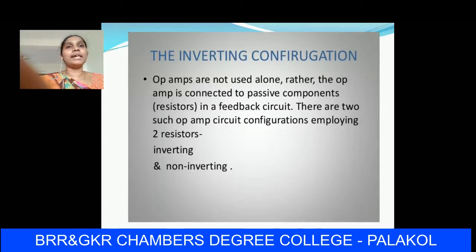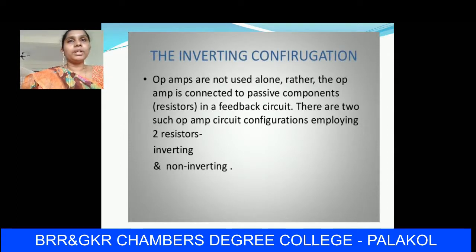The operational amplifier has two types of feedback circuits. Those feedback circuits are inverting amplifier as well as non-inverting amplifier. So op-amps are not used alone, rather an op-amp is connected to passive components. So what are the passive components? Resistors, inductors, capacitors. Those all are the passive components in a feedback circuit.